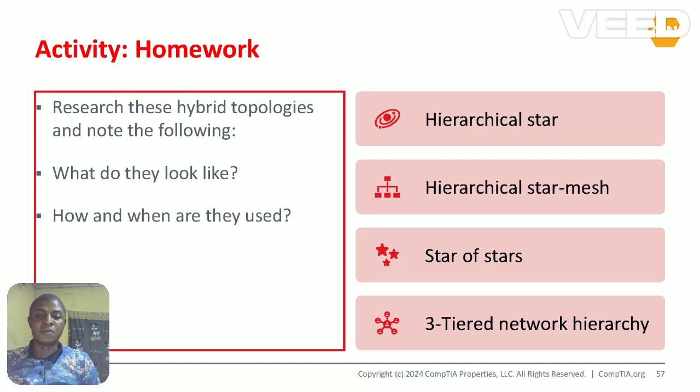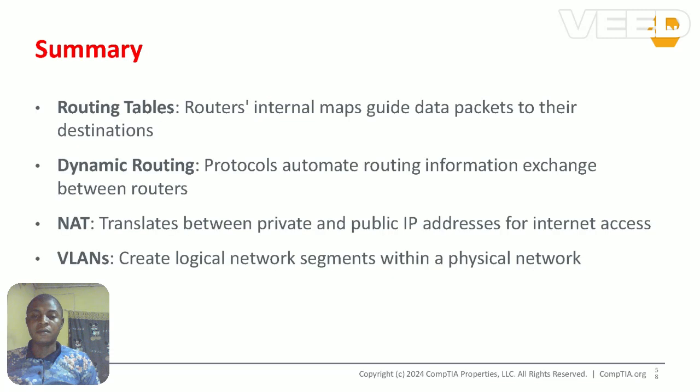These happen to be the class activities. There are practical sections where you can lay your hands on and achieve one or two things in the process. In the summary, today we talked about the routing table, dynamic routing, network address translation, and virtual local area networks.